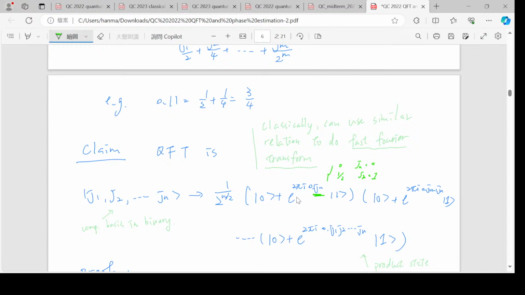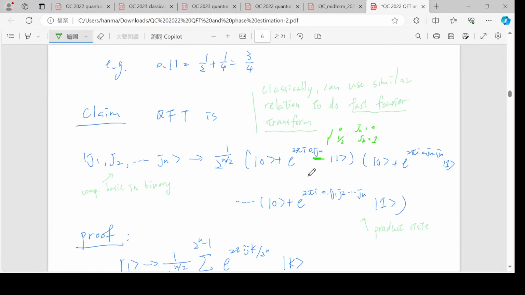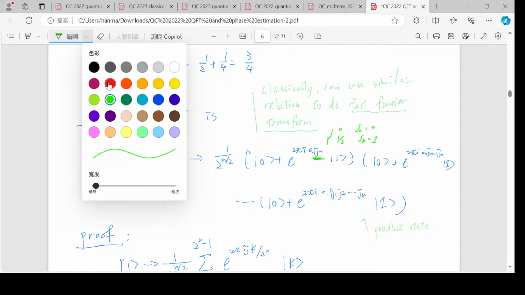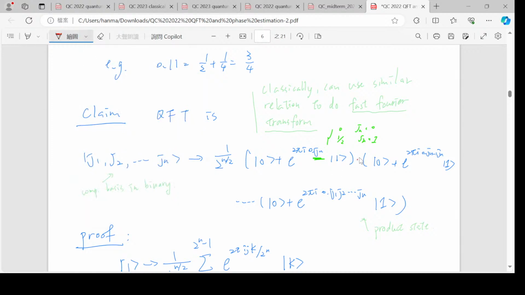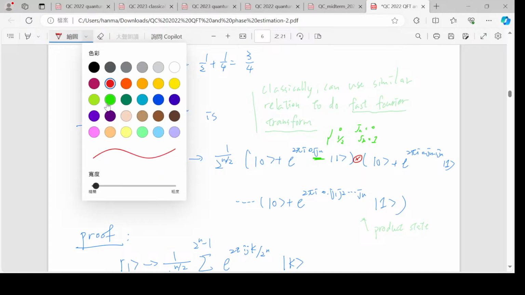So this whole phase together is 1 if jn equals 0, and it's minus 1 if jn equals 1. So we have this interesting phase factor that depends only on jn. And the second qubit becomes, so we essentially have a tensor product here. So the first qubit becomes this superposition between 0 and 1, and the second qubit is also a superposition between 0 and 1.